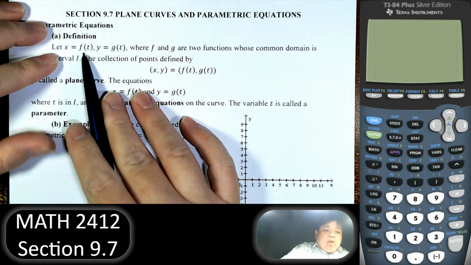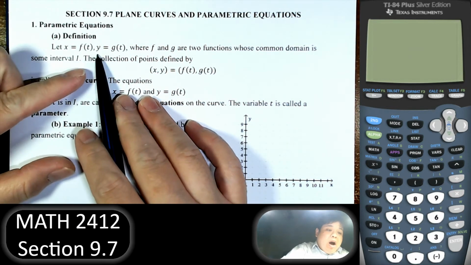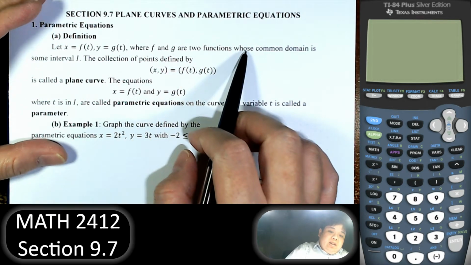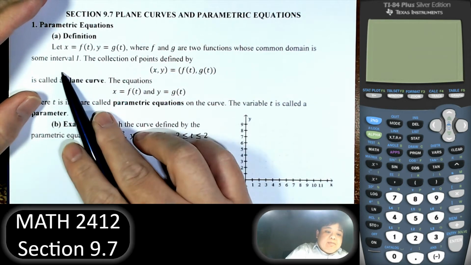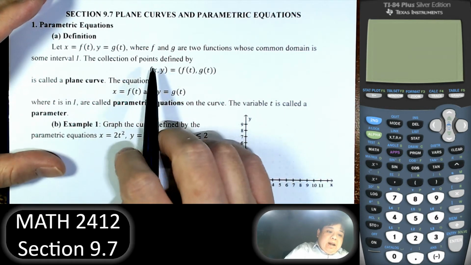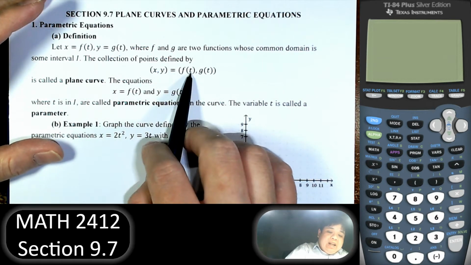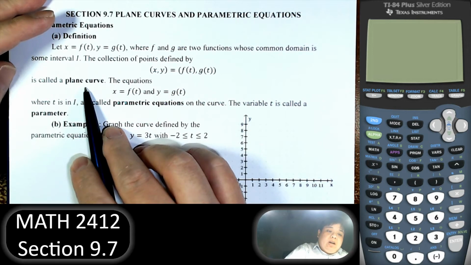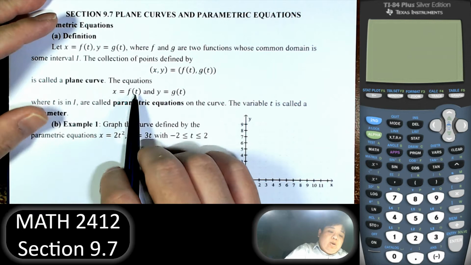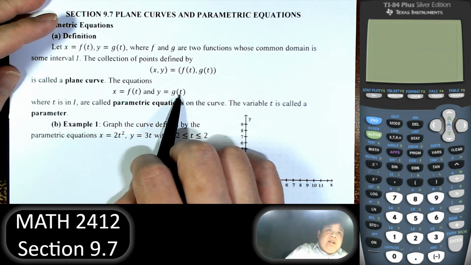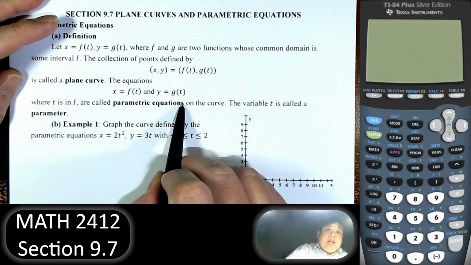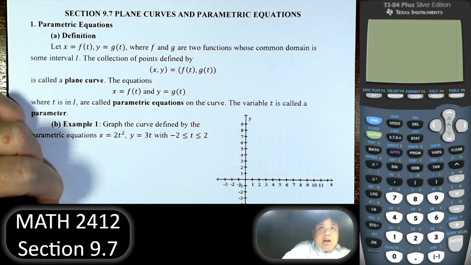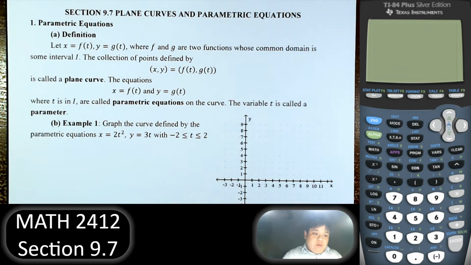If we have x equal to f of t, a function of t, and y equal to another function of t, g of t, and if they have the same domain, then the collection of all the points (x, y) given by f of t and g of t is called the plane curve, and the equations x equal to f of t and y equal to g of t are called parametric equations. Usually this is in plural, one for x, one for y. The variable t is called the parameter.